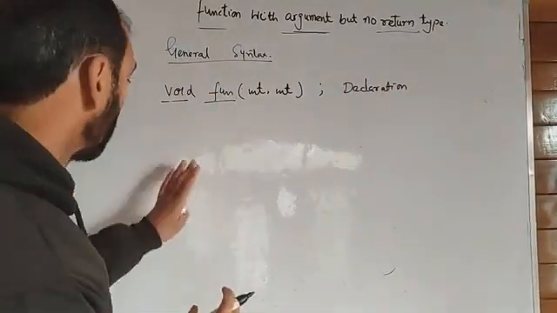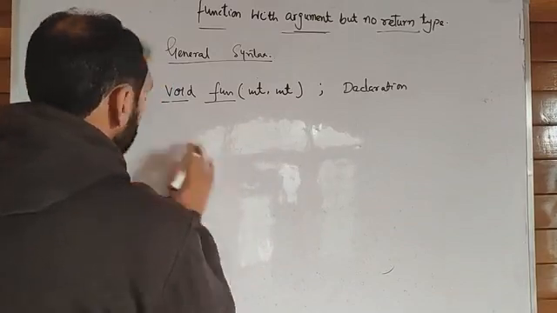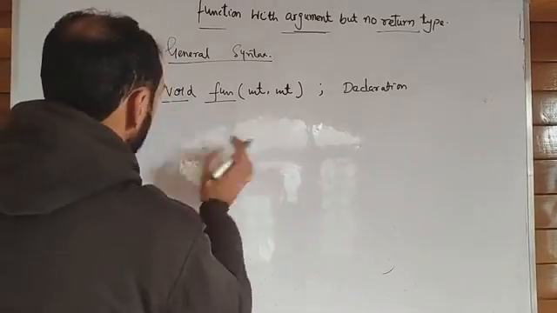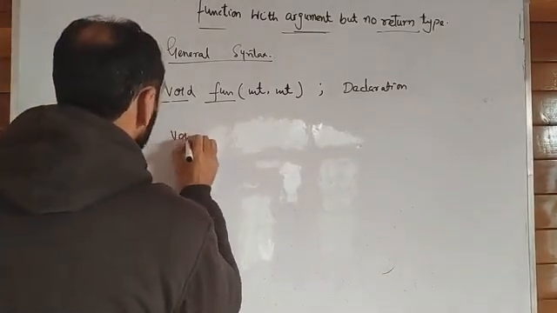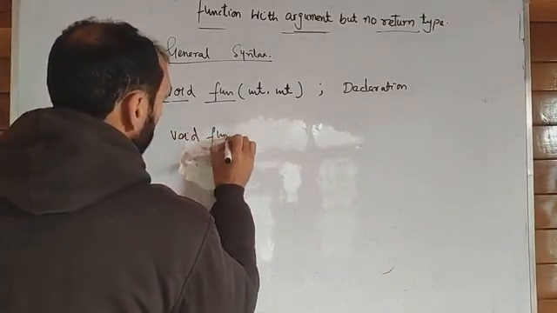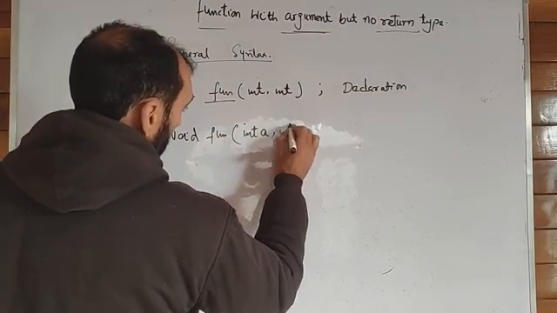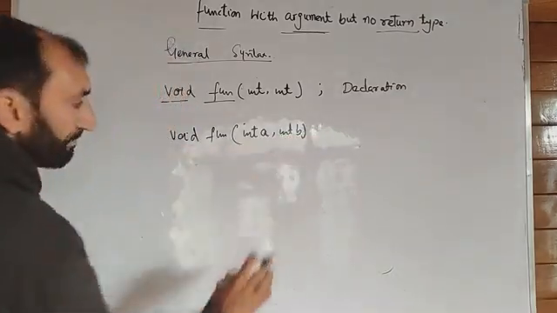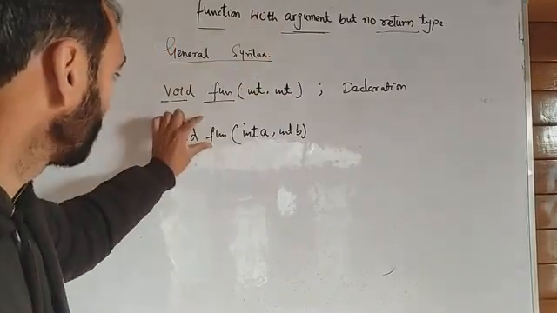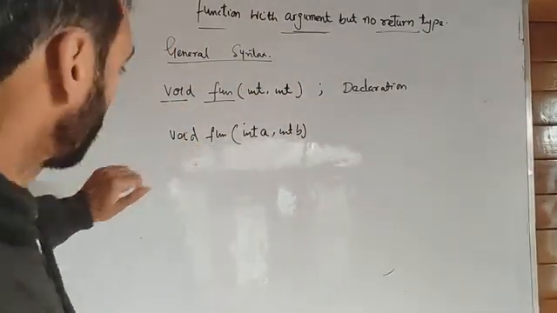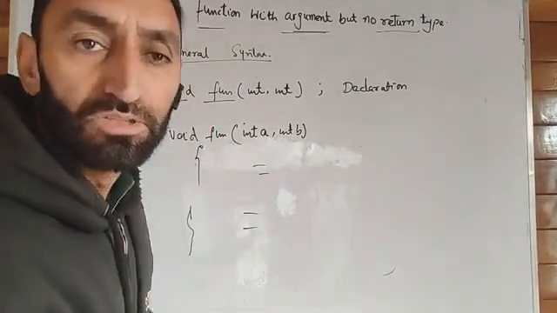And after declaration, we have the definition part. Definition is: void fun, int A, for example, int B. This is the definition part. This is the function declaration of these types of functions. This is the function definition. Here we are going to write the logic, the logic to get the addition of two numbers.